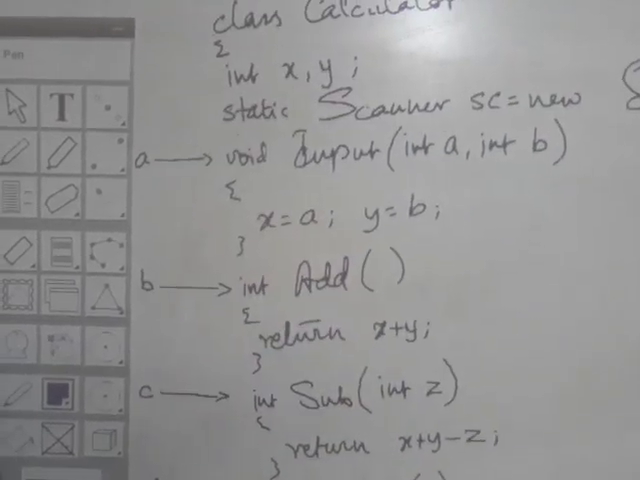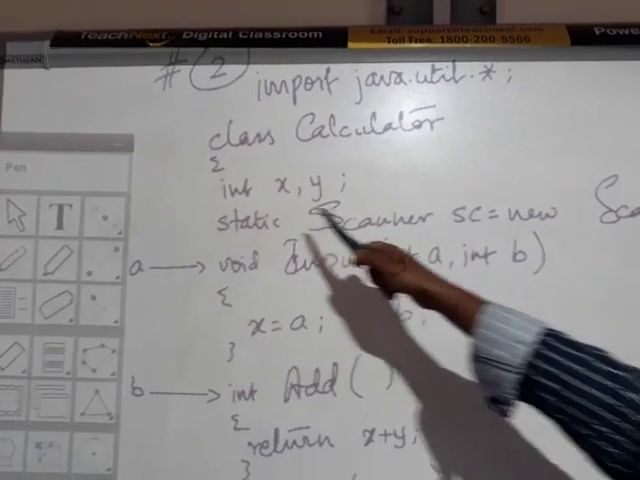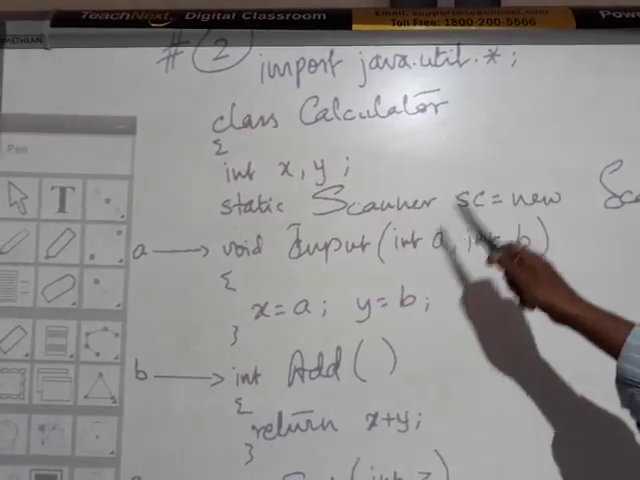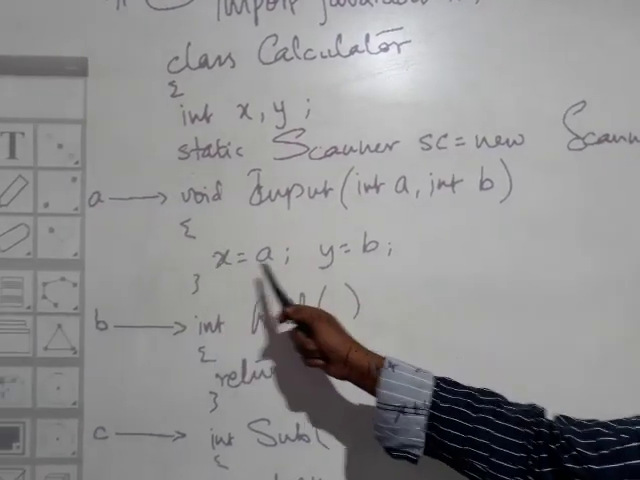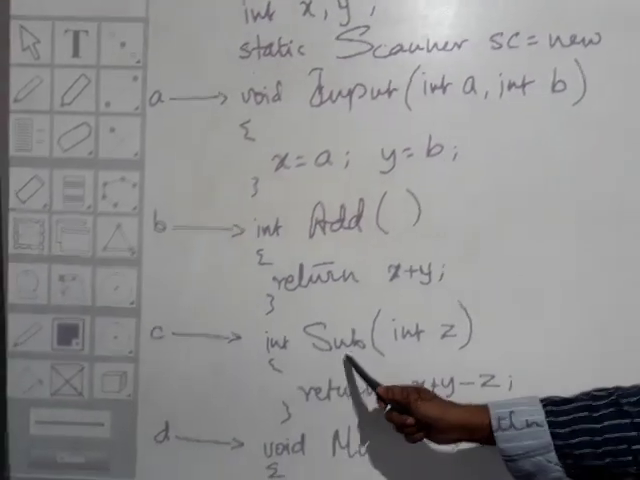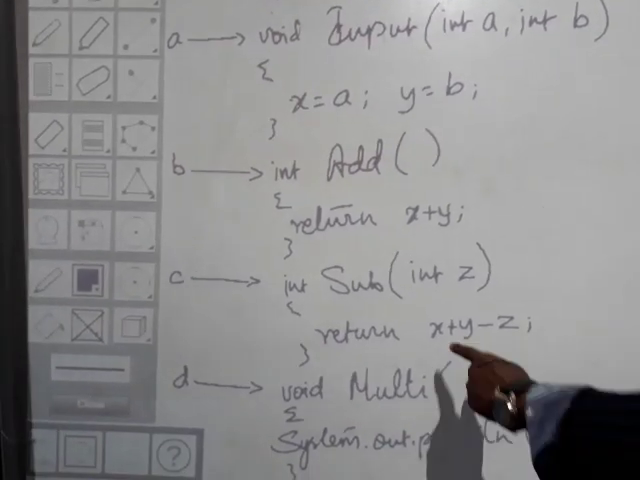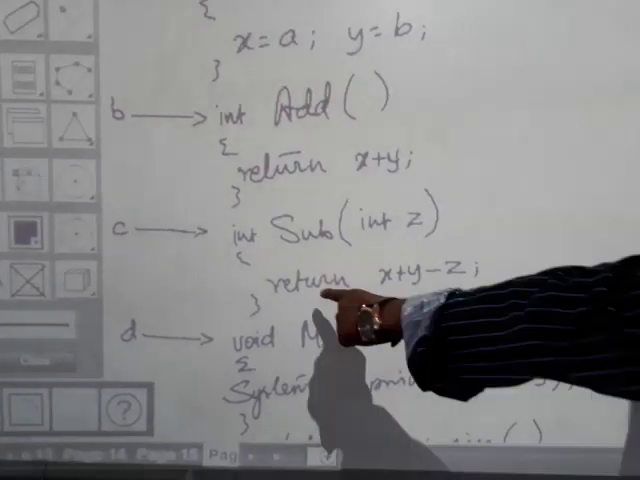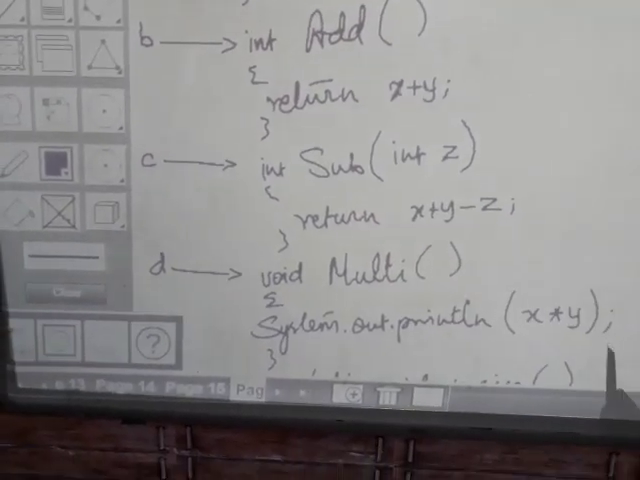So here we have the same functions: import calculator, then instance variables, a scanner object, and an input function where x is equal to a, y is equal to b. The add function returns x plus y, then int sub. Please remember the question here, it is int sub. Here x plus y minus z is computed and it returns the value. These are all computational functions.